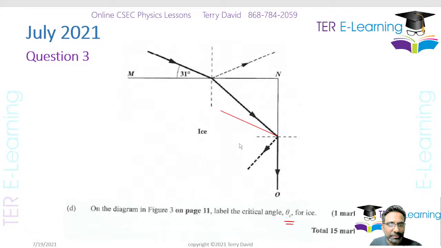So I know many students would not have gotten this correct. So you see this angle here? This angle here has to be my critical angle for ice. So this here is my theta C.